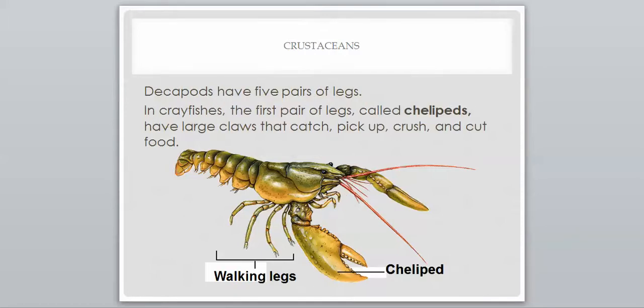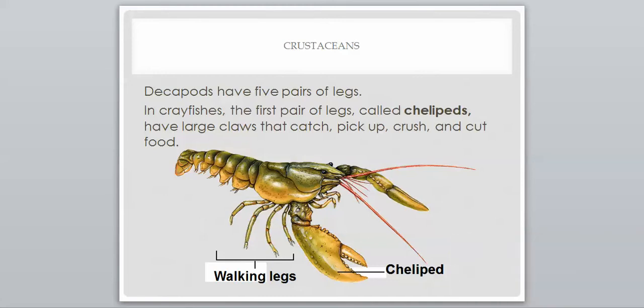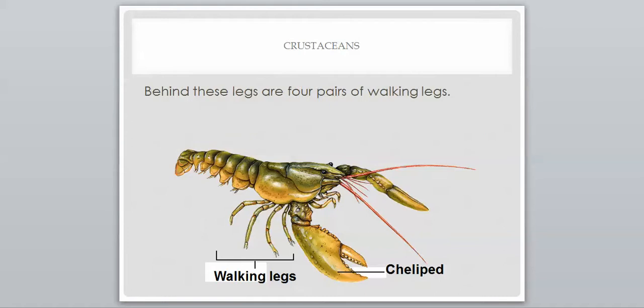A decapod has 5 pairs of legs. Deca means 10, so 5 pairs, 5 times 2, is 10 legs total. In crayfish, the first pair of legs are called chelipeds, and if you look at our crayfish, the first pair of legs are large claws that catch, pick up, crush, and cut their food. Our crayfish, lobsters, and crabs always have their first set of legs as their claws. Behind these are 4 pairs of walking legs. You can see very easily the difference between our claws and our walking legs.